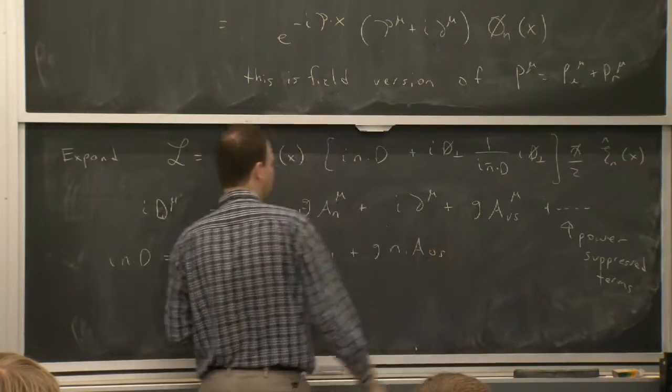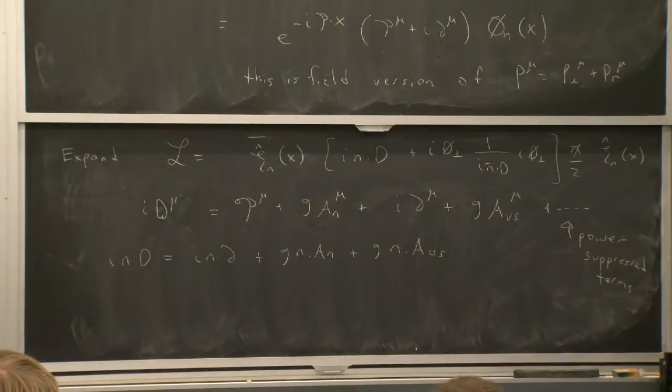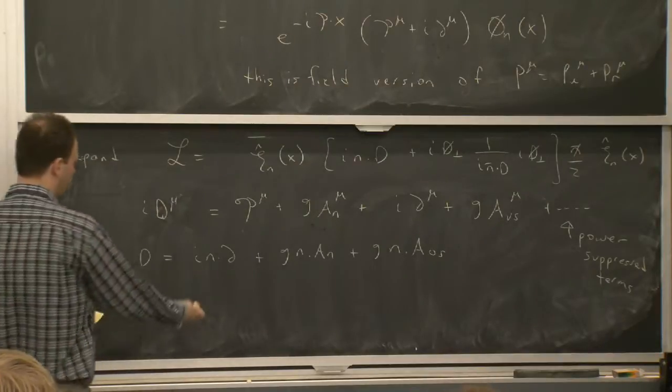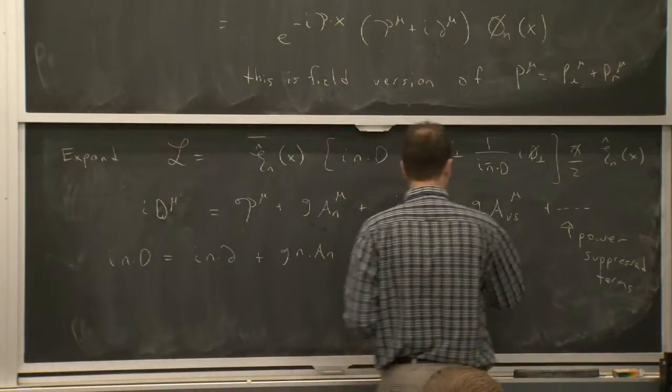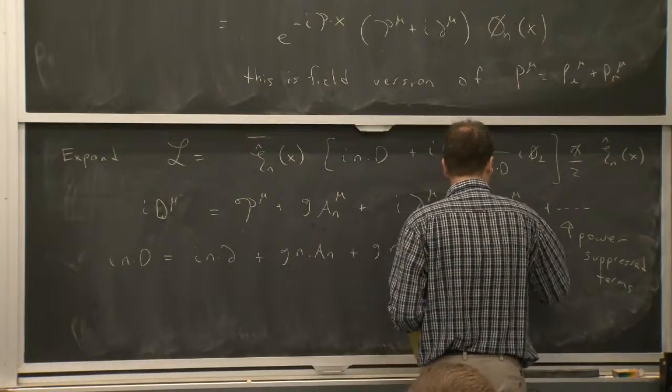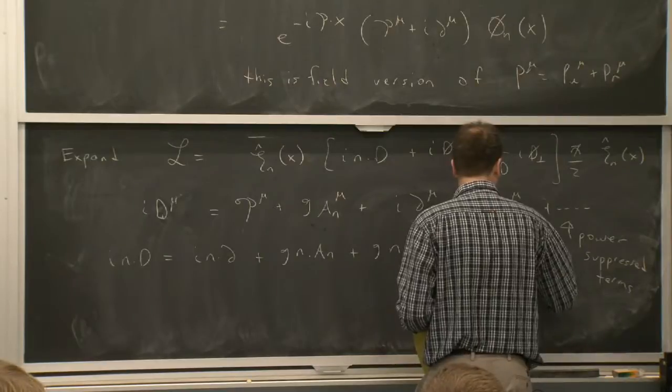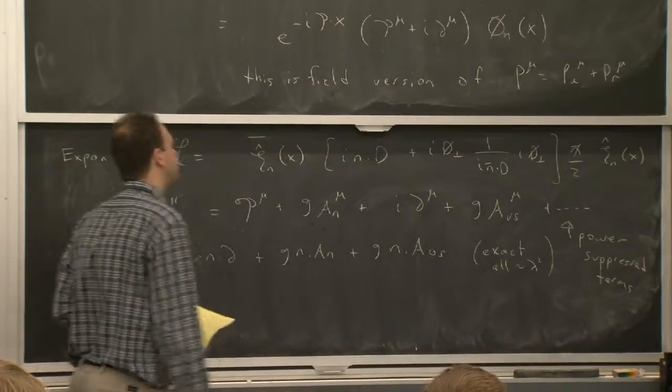Well, for the plus, there's nothing to drop. We just keep everything. And there's also only one type of derivative, so we just keep this. This is exact. All terms here are order lambda squared.